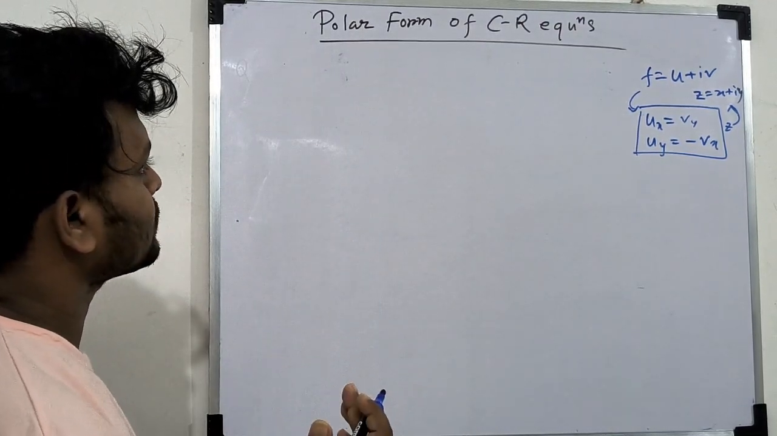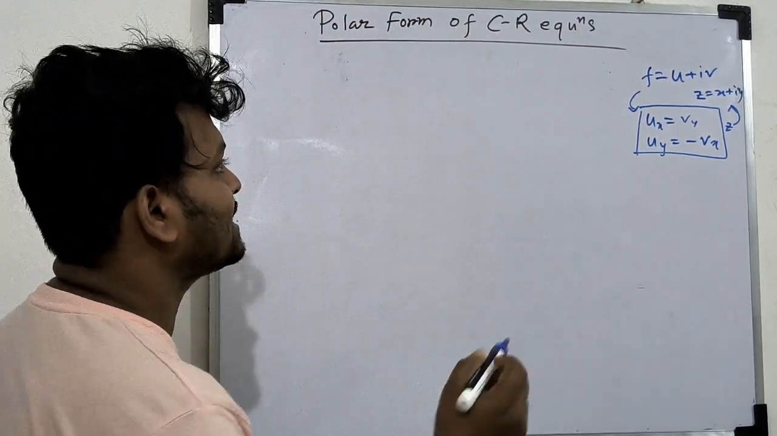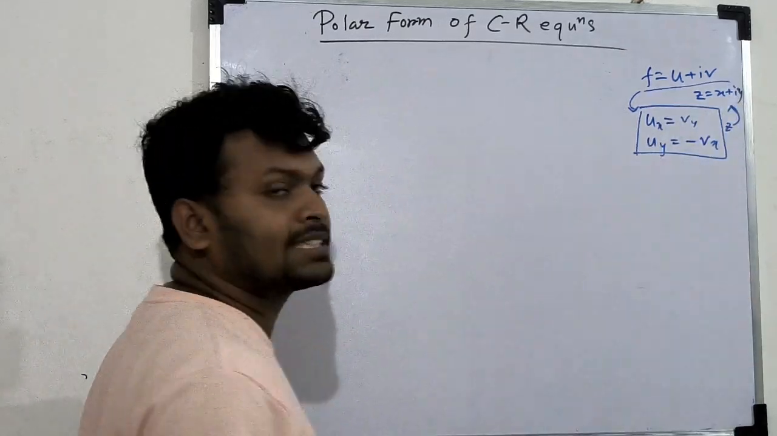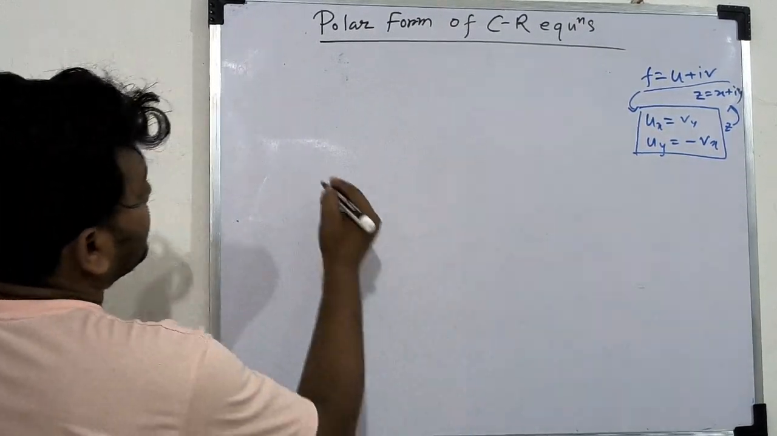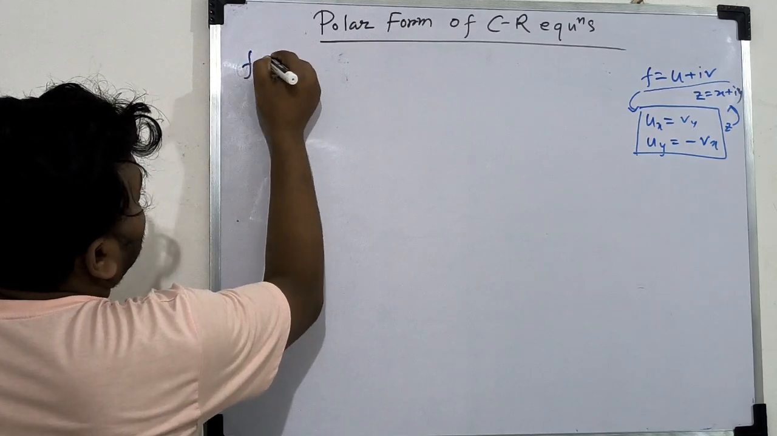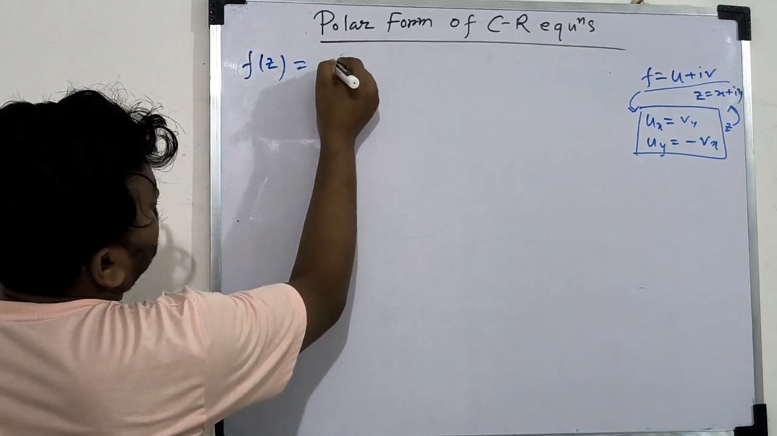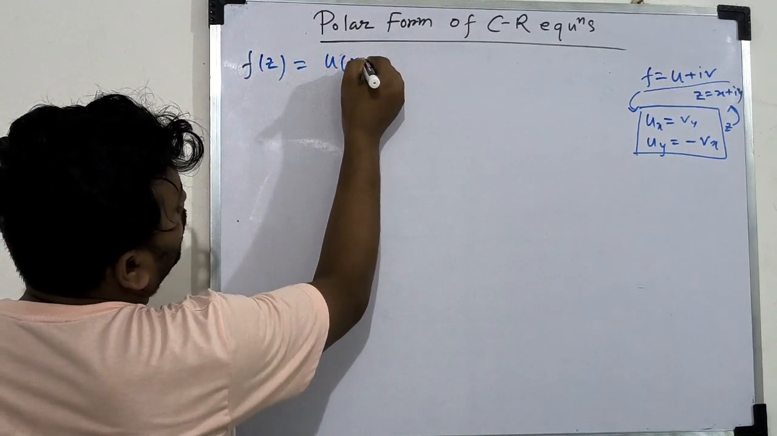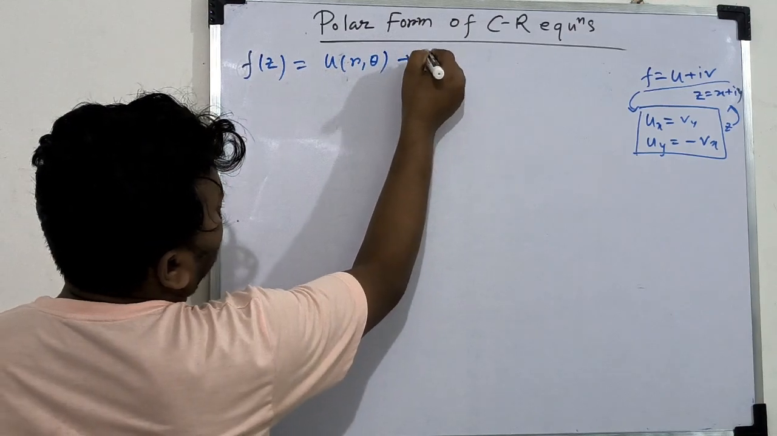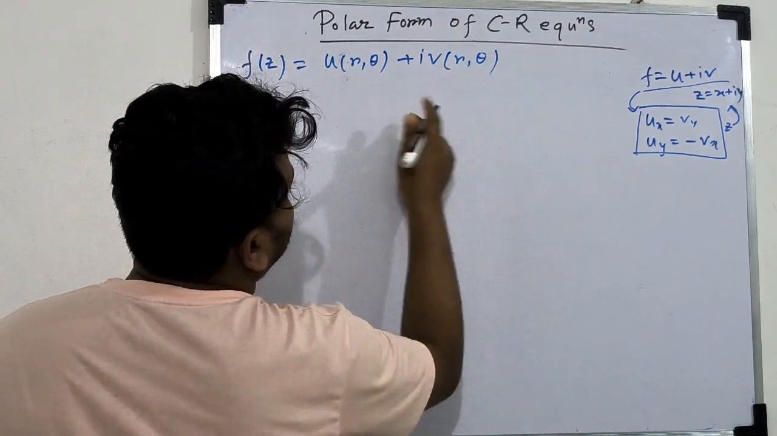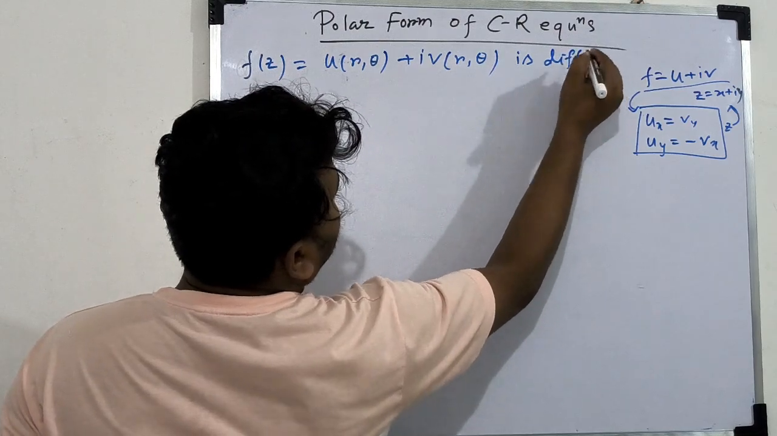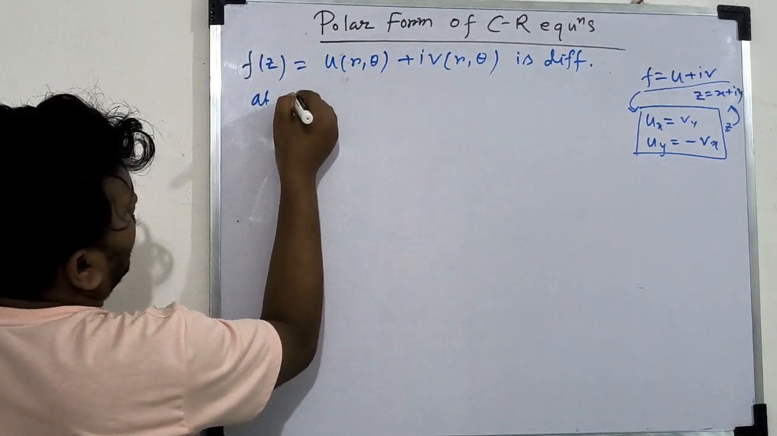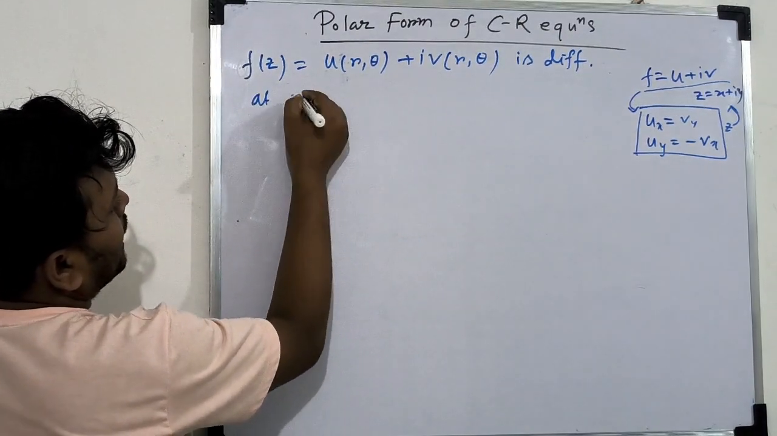So whenever we talk about CR equations, that means the function f is given as differentiable. So first we assume that f(z) = u(r, θ) + i v(r, θ), that is in polar form, is differentiable at a point z.